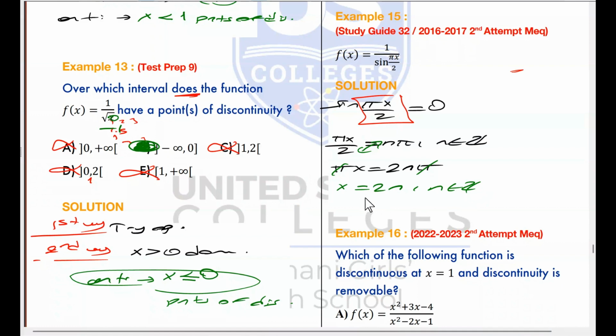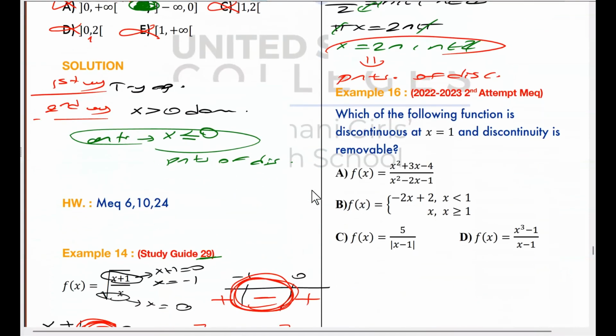So these are the numbers that make the denominator 0. So these are the numbers that make the function undefined. In other words, these are the numbers that make the function discontinuous. So x equals 2n are points of discontinuity. All right. So it doesn't matter what kind of function you have. You may have sine, cosine, tangent. You'll do the same. Okay, one last question and I will finish this topic.